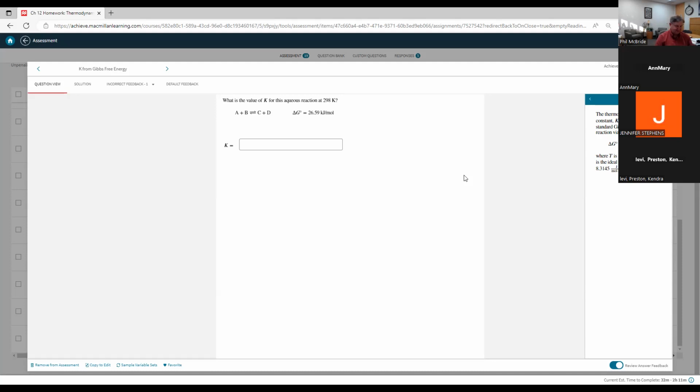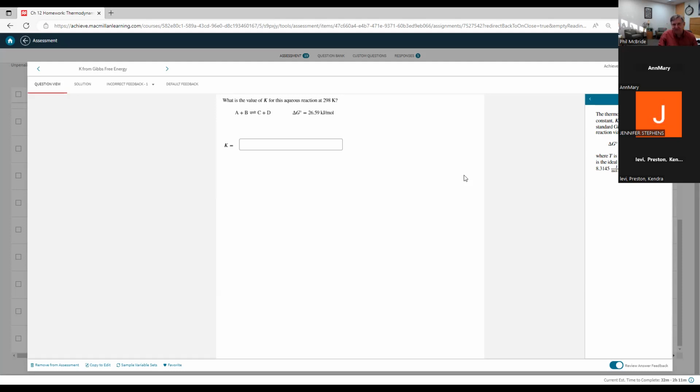It's going to be less than 1? Right, because your product side, your numerator, would be lower than your denominator if it's non-spontaneous. So it'd be like 1/5. So less than 1. So we should predict our answer is less than 1.